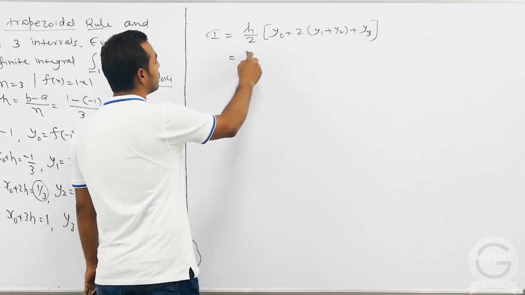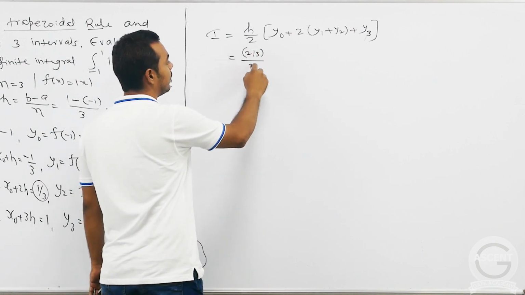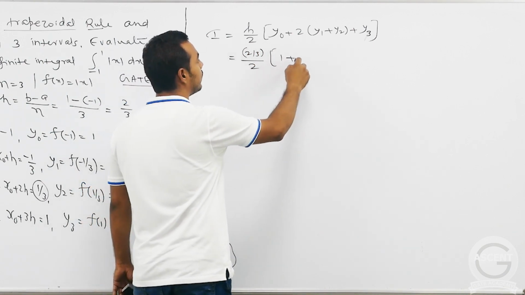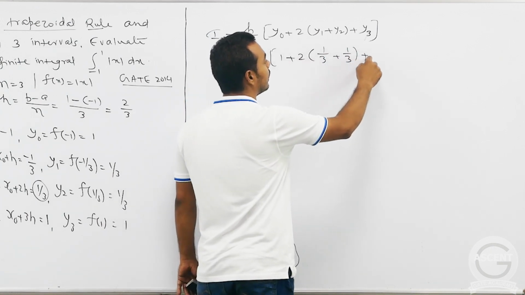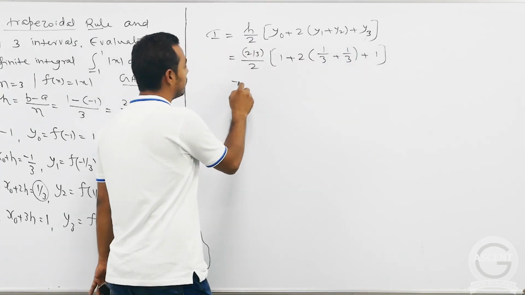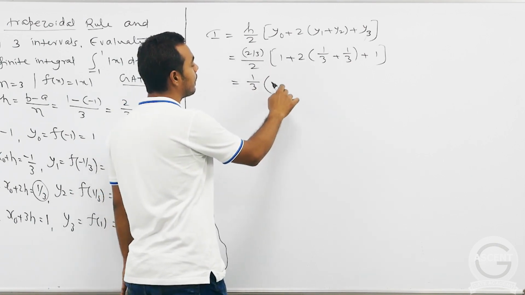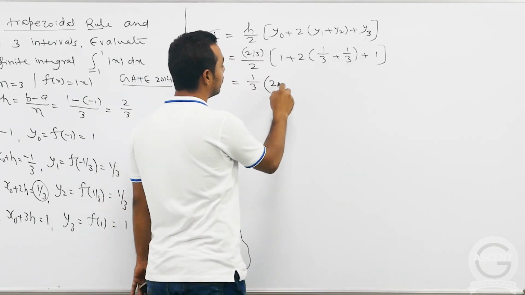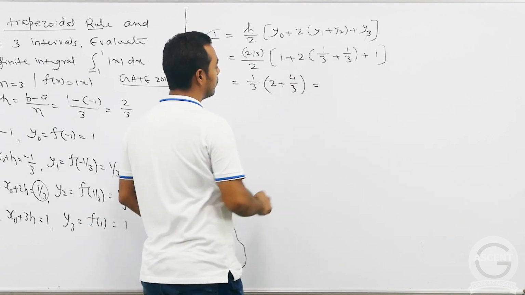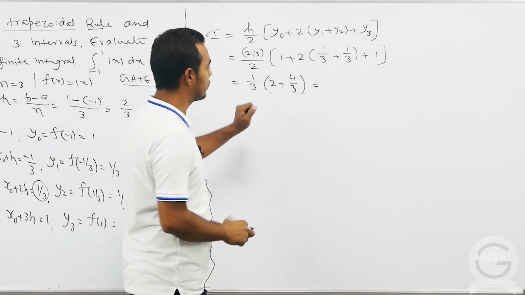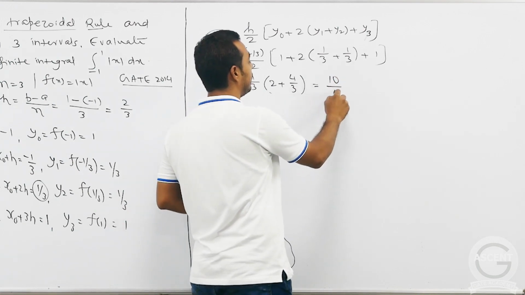In place of h we write 2 by 3, divided by 2. y0 is 1, 2 times (y1 plus y2) with y1 being 1 by 3 and y2 being 1 by 3, and y3 will be 1. So this we will get 1 by 3 times (1 plus 1, 2, plus 2 into 2 by 3). So this will be 4 by 3, 4 into 3 into 2 is 6 plus 4, 10. So this will be finally 10 by 9.